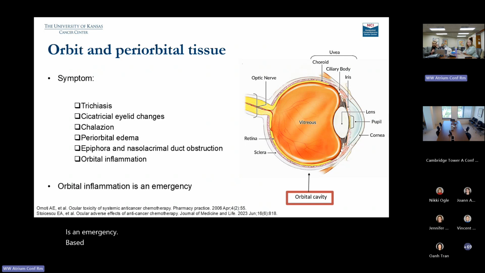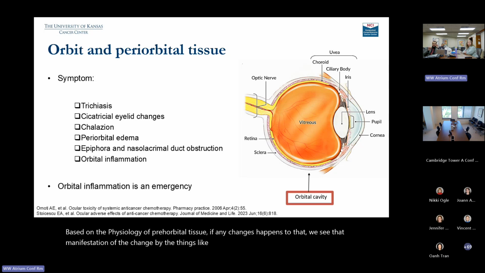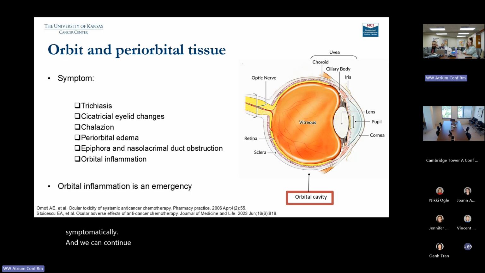Based on the physiology of periorbital tissue, if any changes happen to it, we see the manifestation in things like abnormality of the eyelashes, scarring, and outward turning of the lower lid of the eye. Again, as a very general idea, if something like that happens, the patient can be treated symptomatically and can continue the treatment. In a more advanced situation, they may need to refer the patient to an ophthalmologist and discontinue the medication as well.